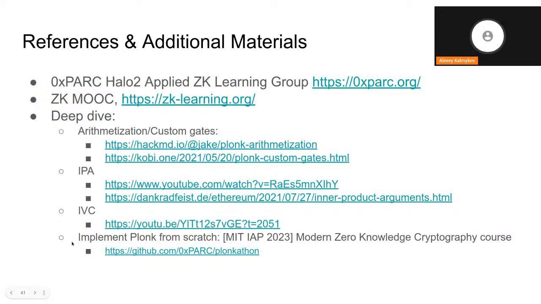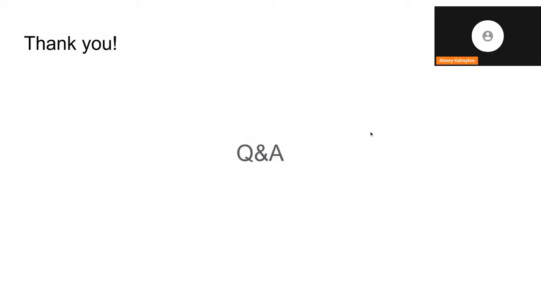And the last but not least, I highly recommend you to try and implement your Plonk prover and verifier from scratch. There is a nice template for this from the MIT course Modern Zero Knowledge Cryptography, and this is a nice practical exercise in Plonk that will help you to better understand how Halo2 works. That's basically it. So we looked at the structure of Halo2 and the main components that make it work and make it one of the most robust and high performance ZK frameworks.